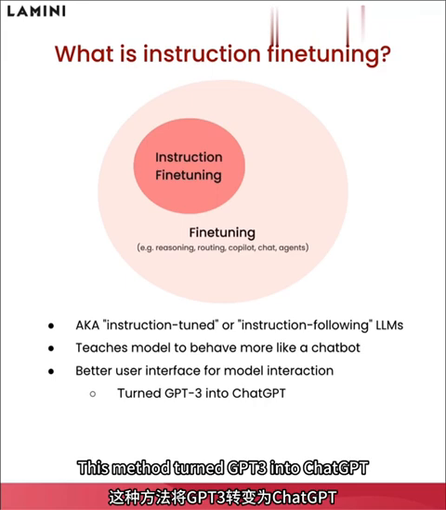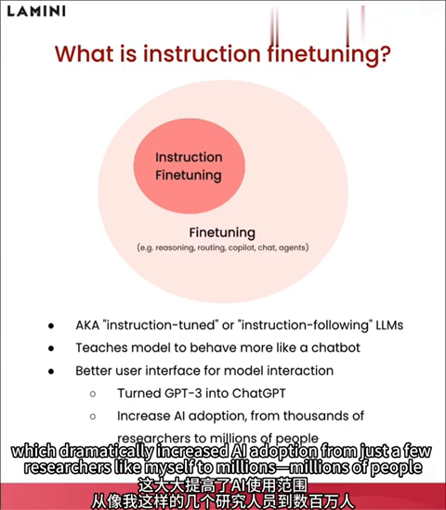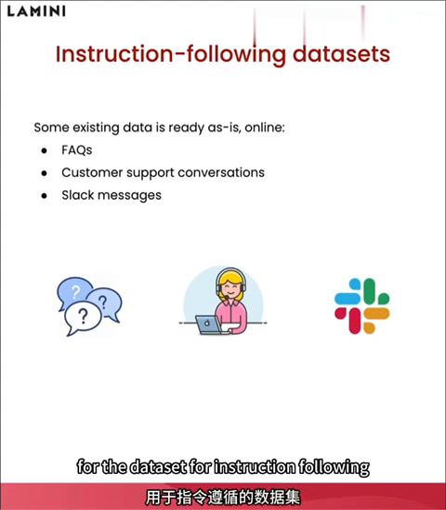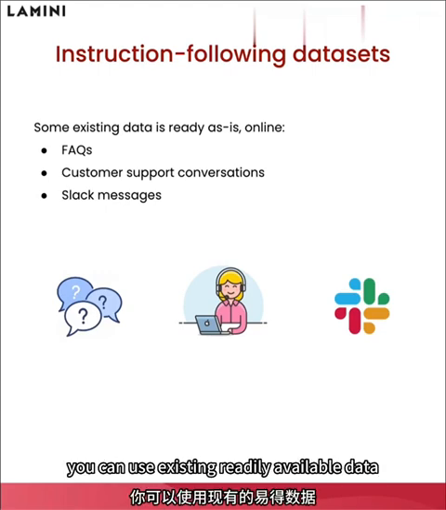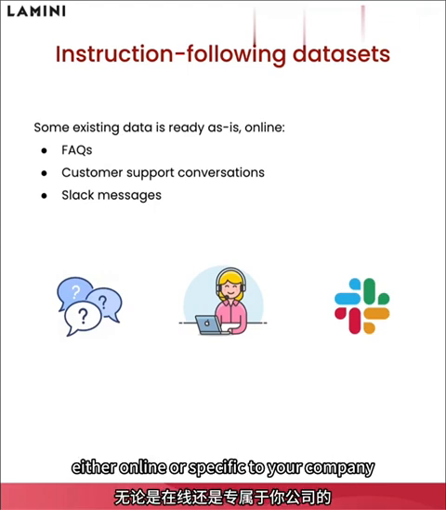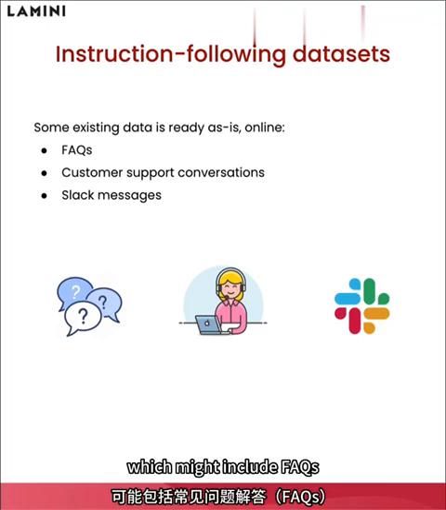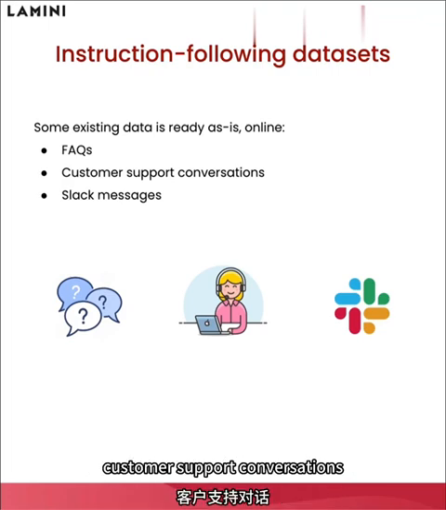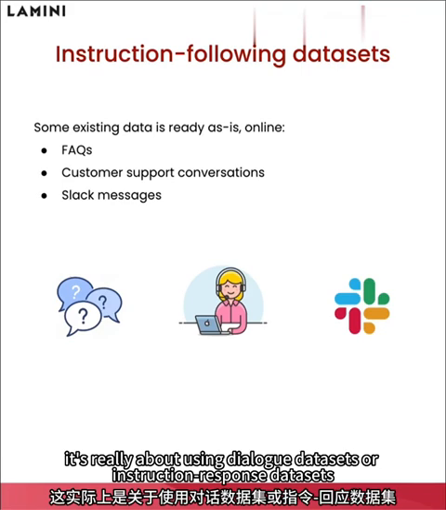This is the method that turned GPT-3 into ChatGPT, which dramatically increased AI adoption from just a few researchers like myself to millions and millions of people. So for the data set for instruction following, you can use a lot that already exists, readily available either online or specific to your company. And that might be FAQs, customer support conversations, or Slack messages. So it's really this dialogue data set or just instruction-response data sets.